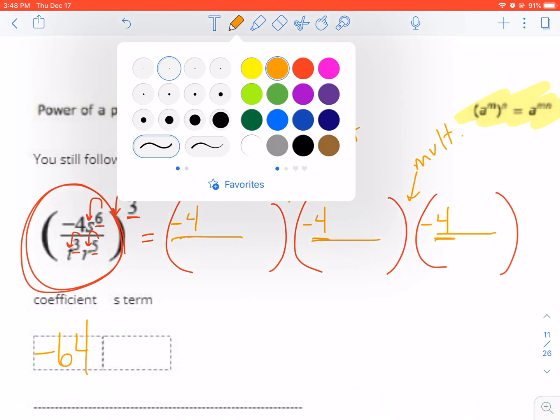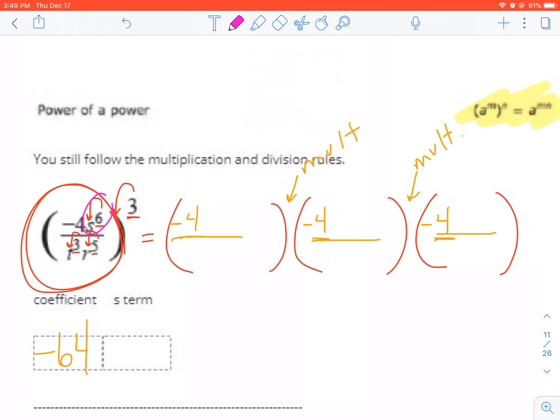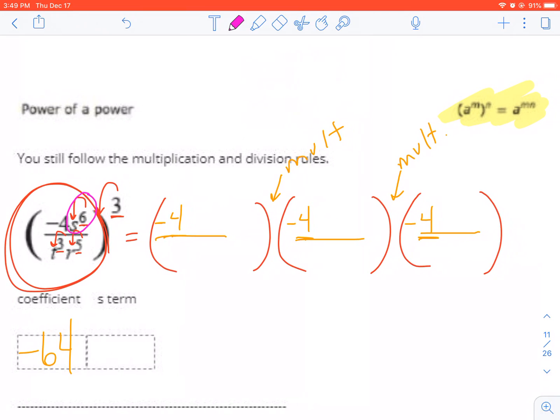All right, now let's look at our S's. We have S to the 6th. And kind of talking and connecting it to the previous lessons, it's happy being on the top. So we're going to rewrite it 1, 2, 3, 4, 5, 6 times on top. 1, 2, 3, 4, 5, 6. And again, 6 times on top.